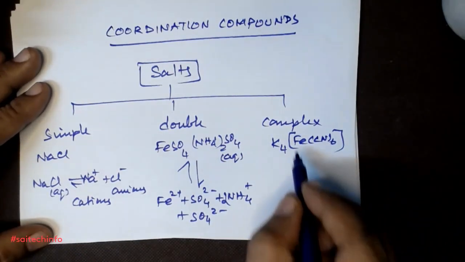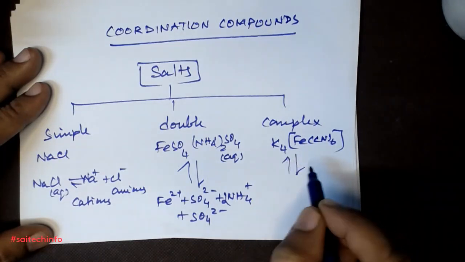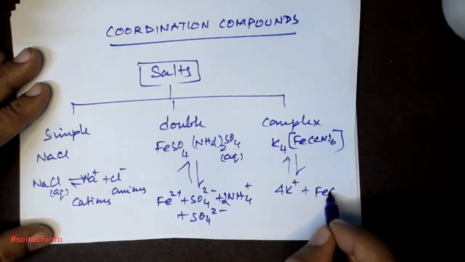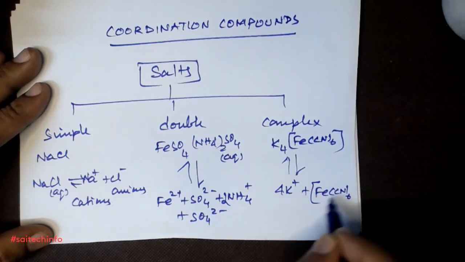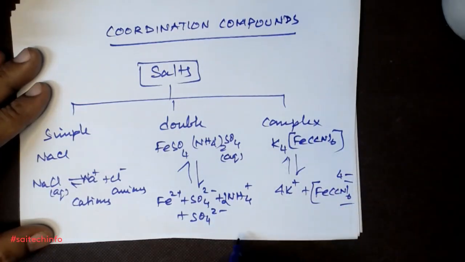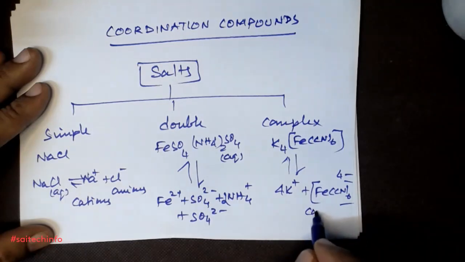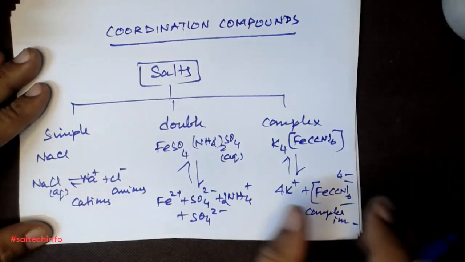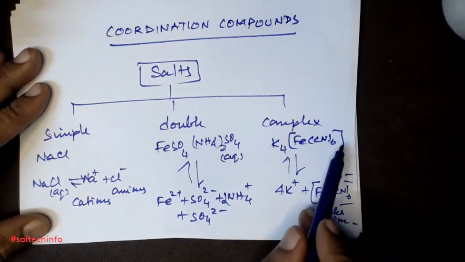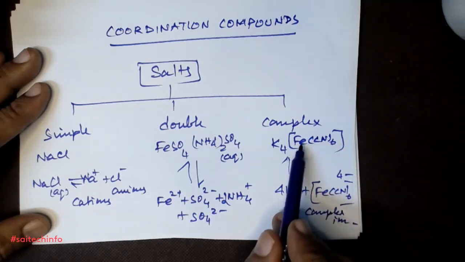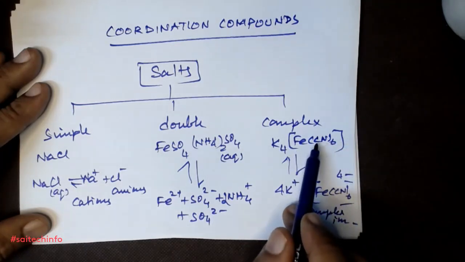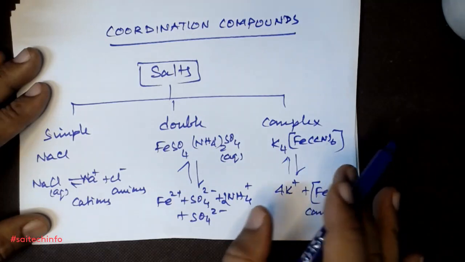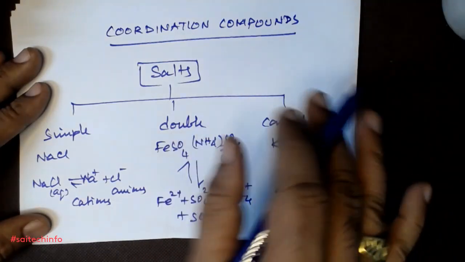But in the case of a complex salt, they get ionized like 4K plus and Fe(CN)6 together as a complex ion with 4 valency, 4 minus. This is called a complex ion. It is because a coordination bond is developed between iron and these 6 cyanide anions. So it is because of its complexity that it was called a complex salt.